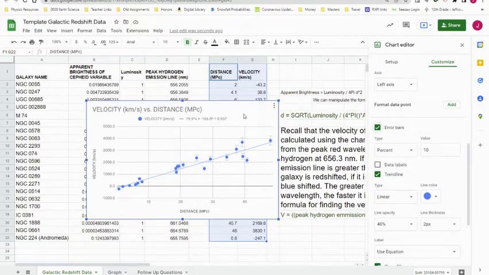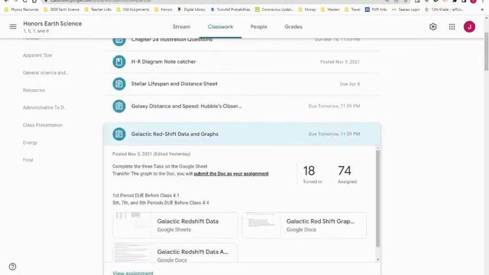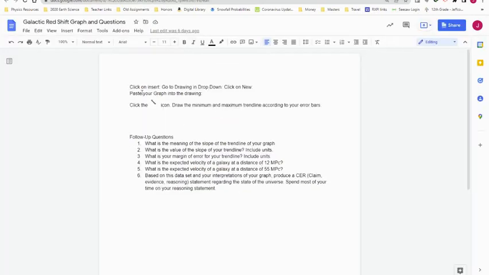So I'm going to hit Control C to copy that graph, because when we come to this other, so again, remember under here, this one right here is what you're going to turn in, and I'm going to come over here and it says, click on Insert, go to Drawing in the drop down, click on New, paste in your graph into the drawing.